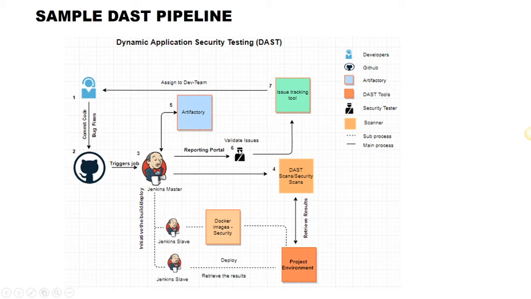In point 6, you can see it's moving to a reporting portal. It could be anything, for example DefectDojo, where this person is the security tester. The security tester is validating security issues, trying to identify the false positives out of the results retrieved from the process. Once he approves and validates the security issues, it pushes to an issue tracking tool, which could be Jira or any defect tracker. Then the project team assigns to the dev team. The project lead or the person responsible from the development standpoint assigns to a developer.